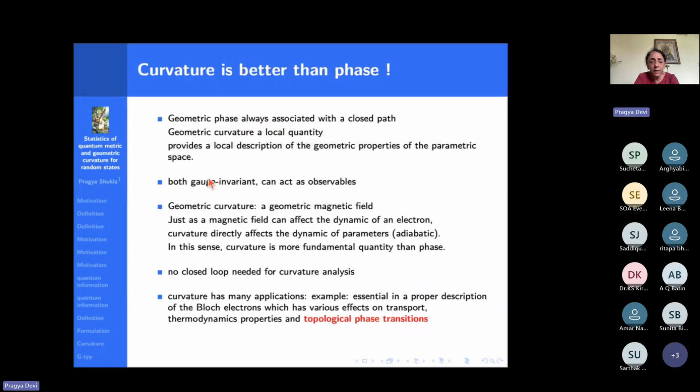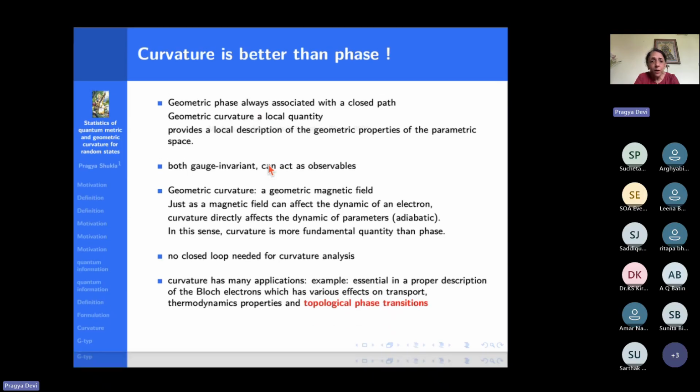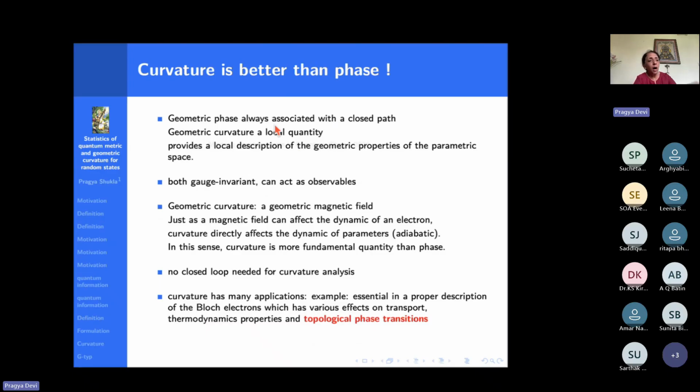And it has much more relevance, and I'll get to that now. So, as I already said, curvature is better than phase because phase is always associated with a closed path, while curvature is a local quantity, and it gives a local description of geometric properties of the parameter space, while phase gives you the integrated information. Phase does not give you information about what has happened during the circuit you have traversed, but curvature can. Both of them are gauge invariant and therefore can act as physical observables. Geometric curvature can give you direct information about the dynamics of parameters. No closed loop analysis is required for curvature analysis, and it has many applications.